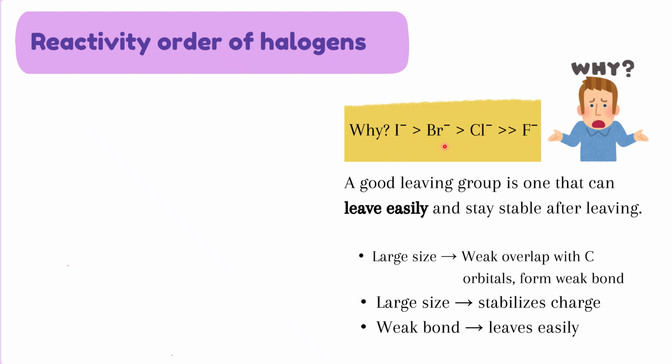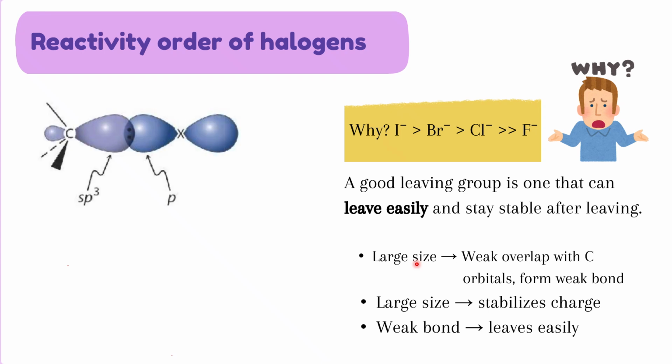is given. So well, whenever we talk about a leaving group, these are the characteristic features that a leaving group has. Firstly, since the leaving group should leave easily, this means the bond that is formed with the carbon atom should be weak so that it can be broken easily. So the bond is formed weak when we have a huge difference in the size of the atoms, or the orbitals which are getting overlapped.